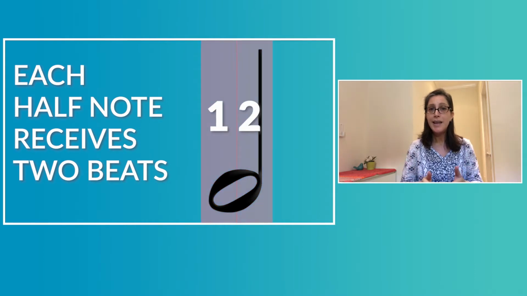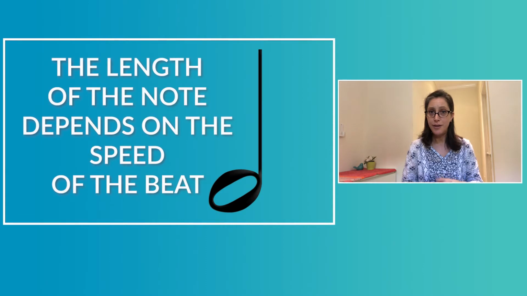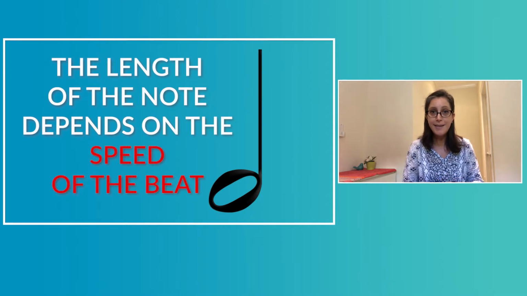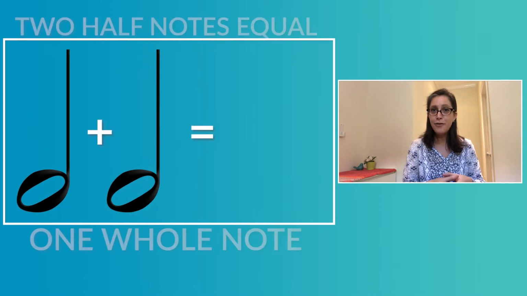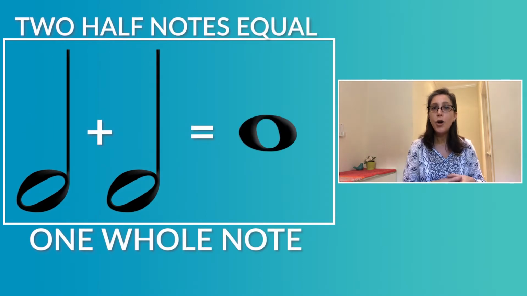Ta! Here again, the length of the note depends on the speed of my beat. 2 half notes equal 1 whole note. Let's look at what happens if I put those notes one next to each other. Can we say this rhythm? I will give you the beat by snapping and we will say it together. Don't forget to count 2 beats for the half note and 4 beats for the whole note.